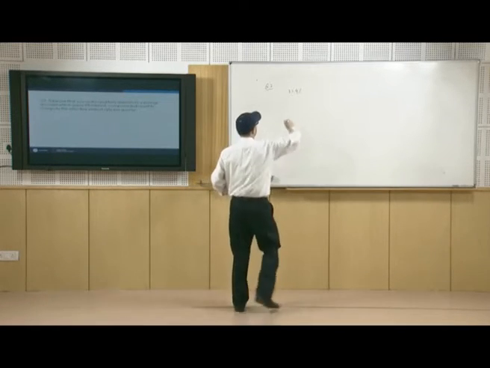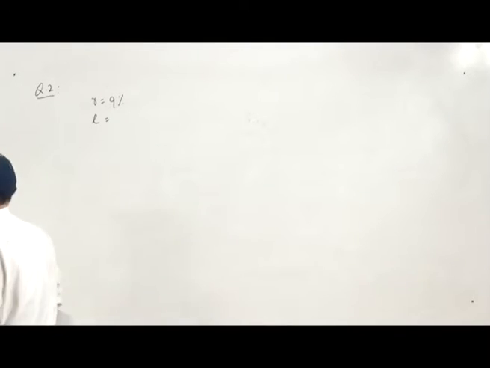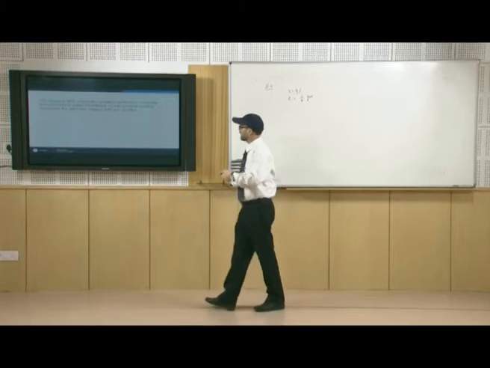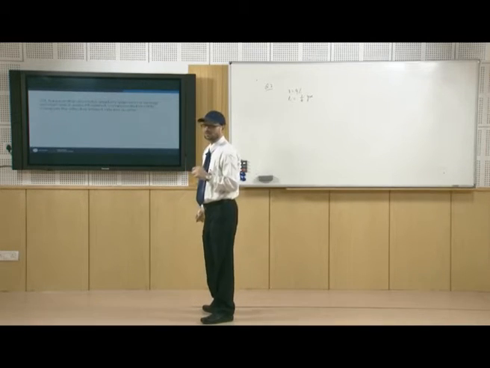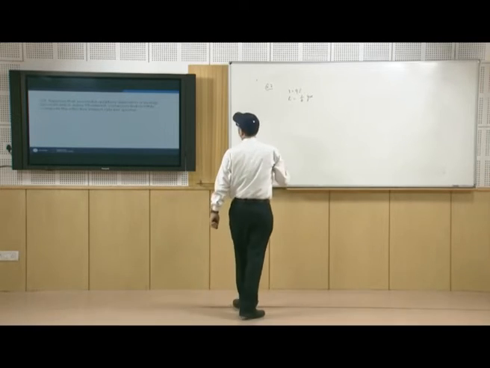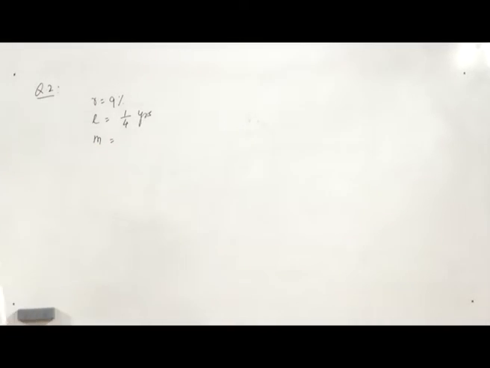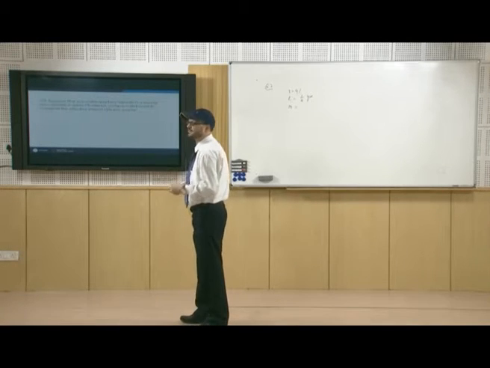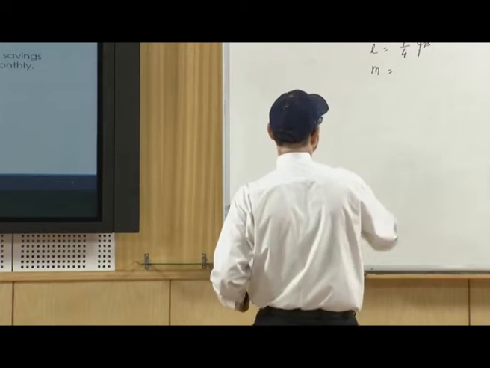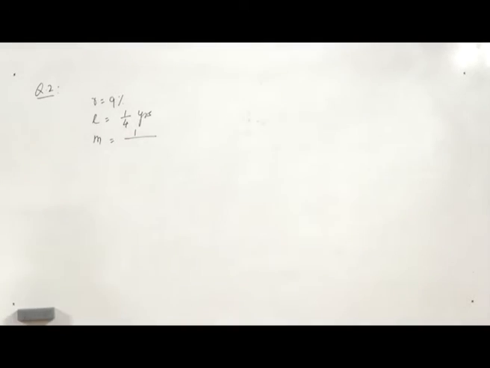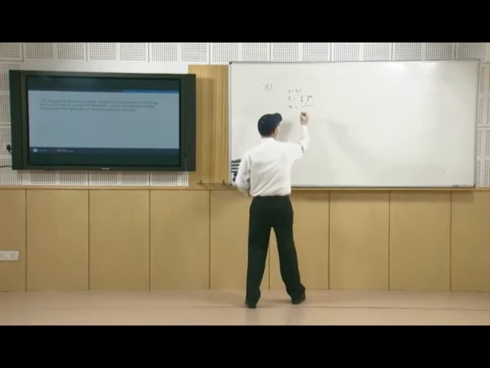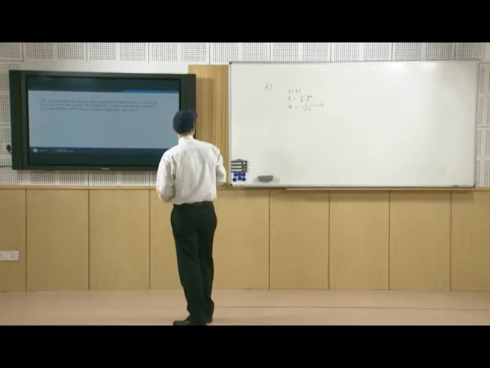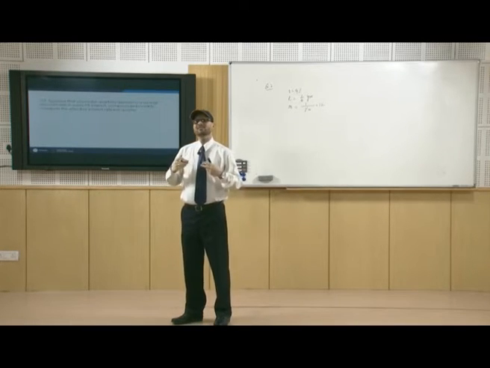It means L, in terms of years, is 1 by 4 years. Per quarter you have to calculate, so it means you have to calculate for 3 months. So, L becomes 1 by 4 years. M: it is compounded monthly. So, the compounding period in terms of years is 1 by 12, and M is the reciprocal of this compounding period in years, that is 12. So, once you get that, you can use the formula of effective interest rate calculation.